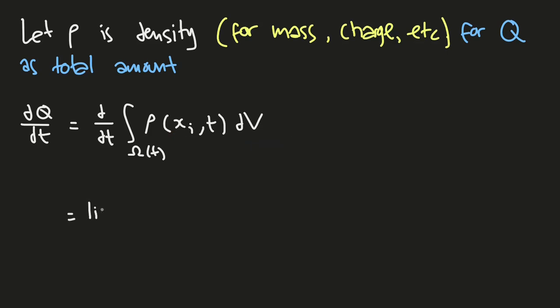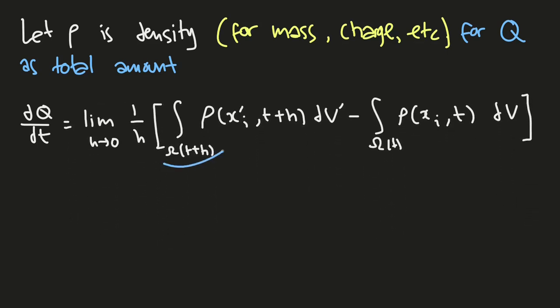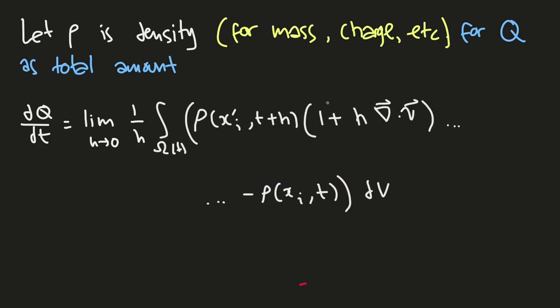Notice that we can denote the differentiation by the definition of derivative as this, and here we need a transformation from this omega prime related to t plus h to this omega. In the previous video we got the result as this, which can be calculated by the characteristic of the Jacobian. So we get this result.